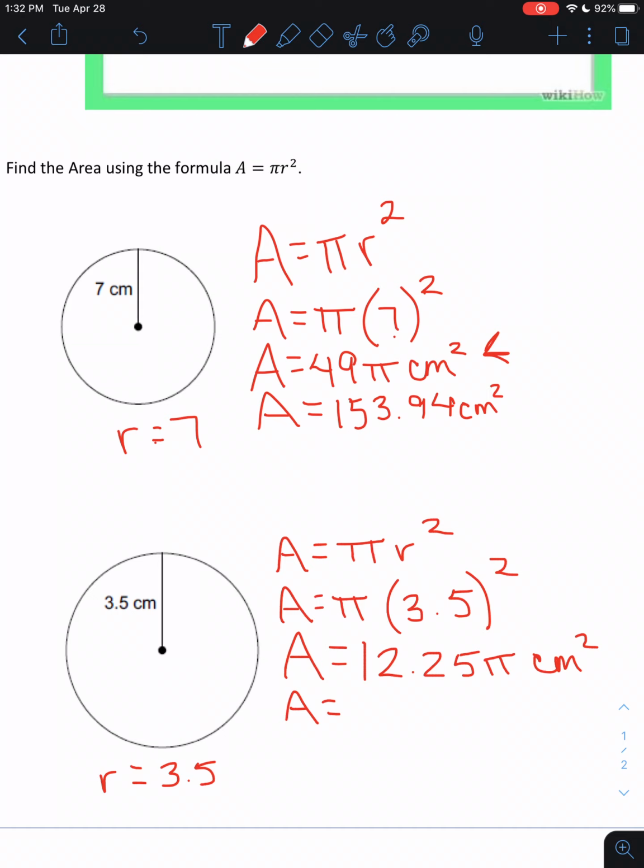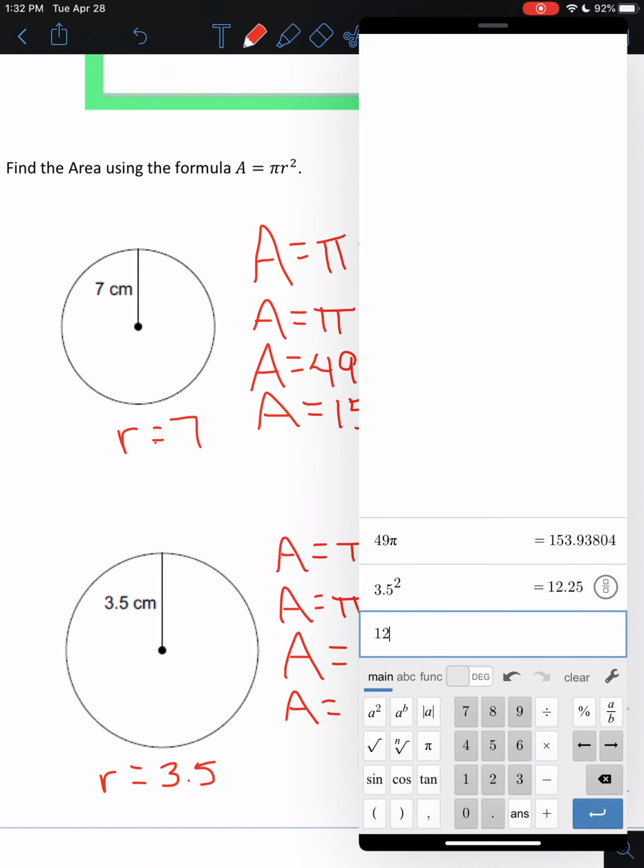Then now we're going to do our 12.25 times pi. 12.25 pi. So 38.48451001. But remember, we're rounding to the nearest hundredth.